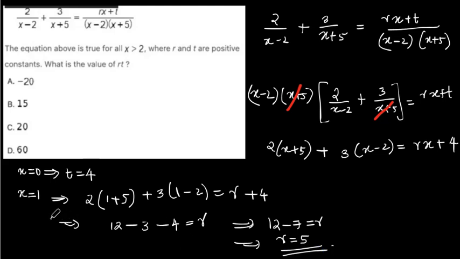So we got the value of r and we got the value of t. So they are asking for rt. So rt will be 4 times 5, which is just 20. So your option will be option C.